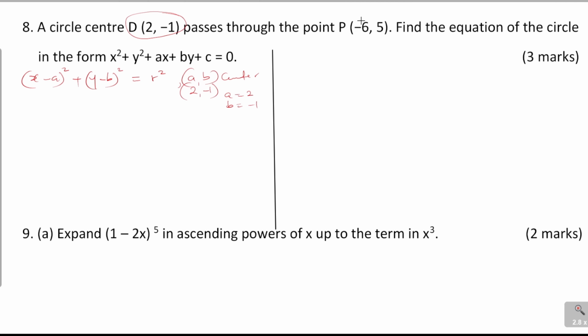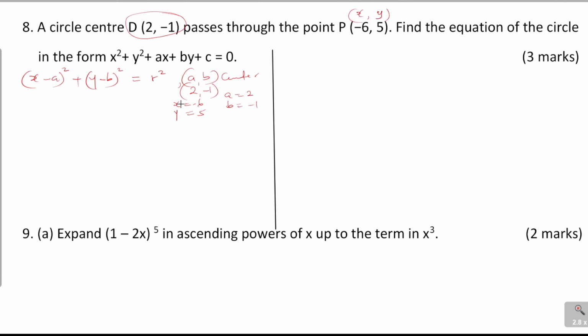So you'll take -6 to be the x coordinate where it passes, and 5 to be the y coordinate. Now if you substitute x is equal to -6 from this point P and y is equal to 5 in this equation, you'll be able to get the radius. Then from the radius, we'll be able to get the equation of the circle.